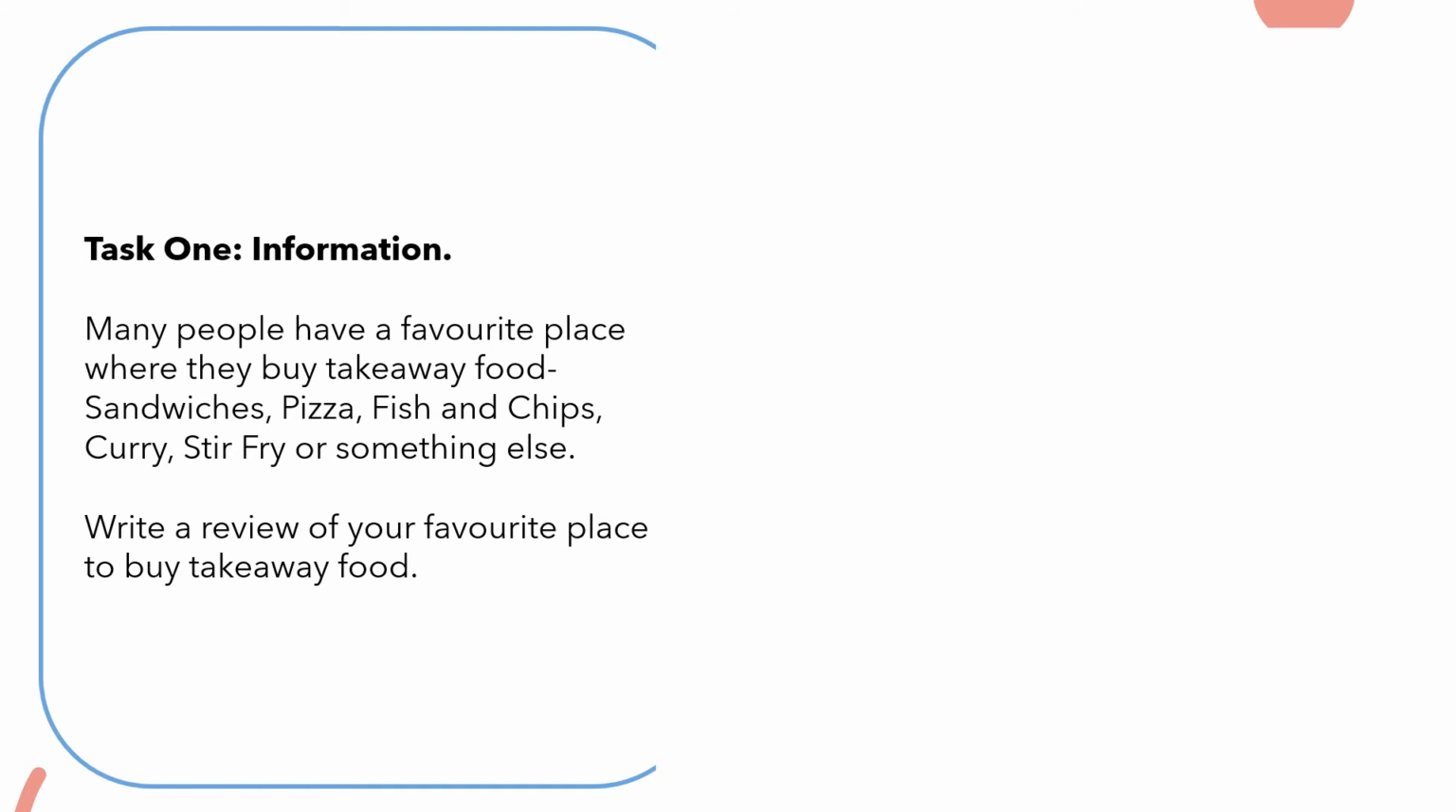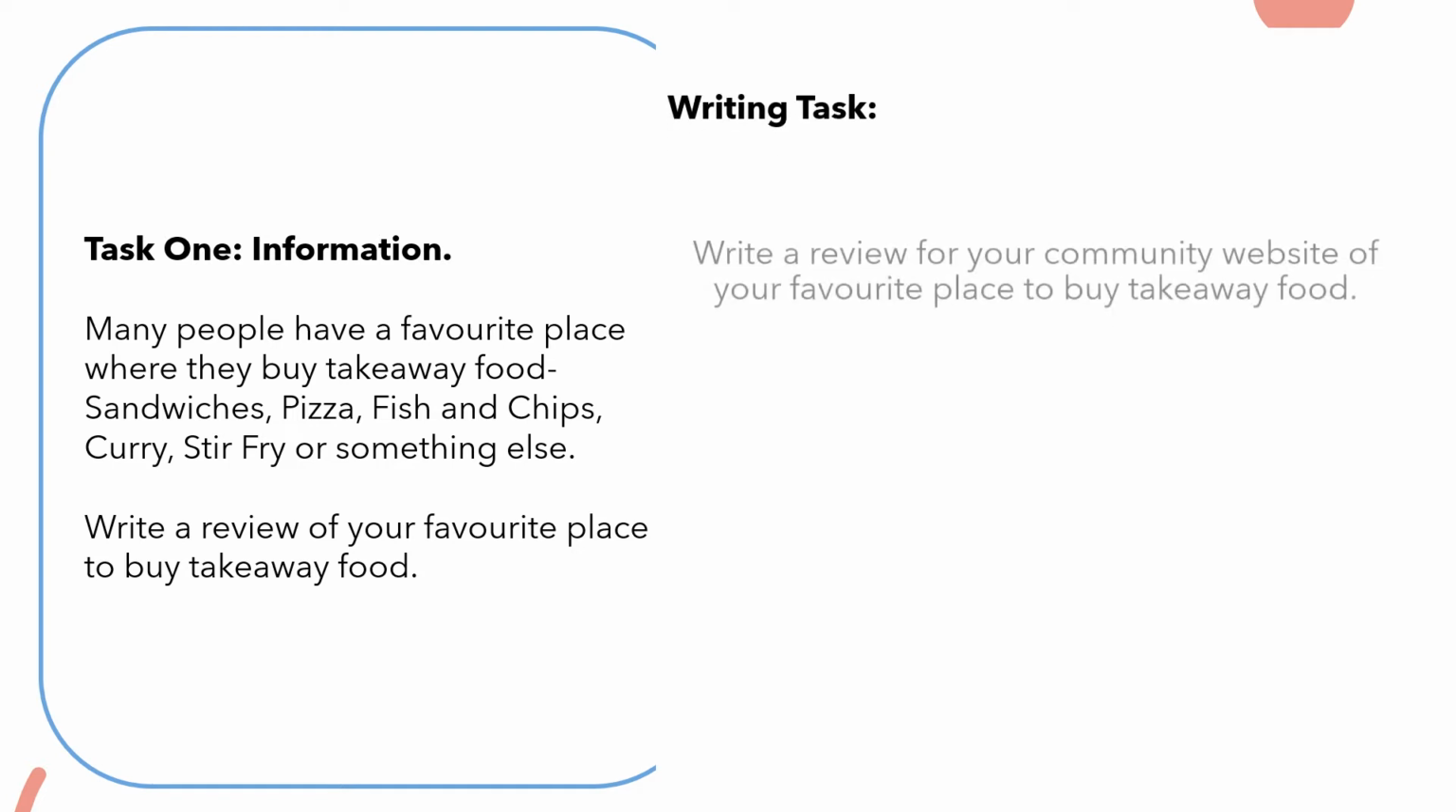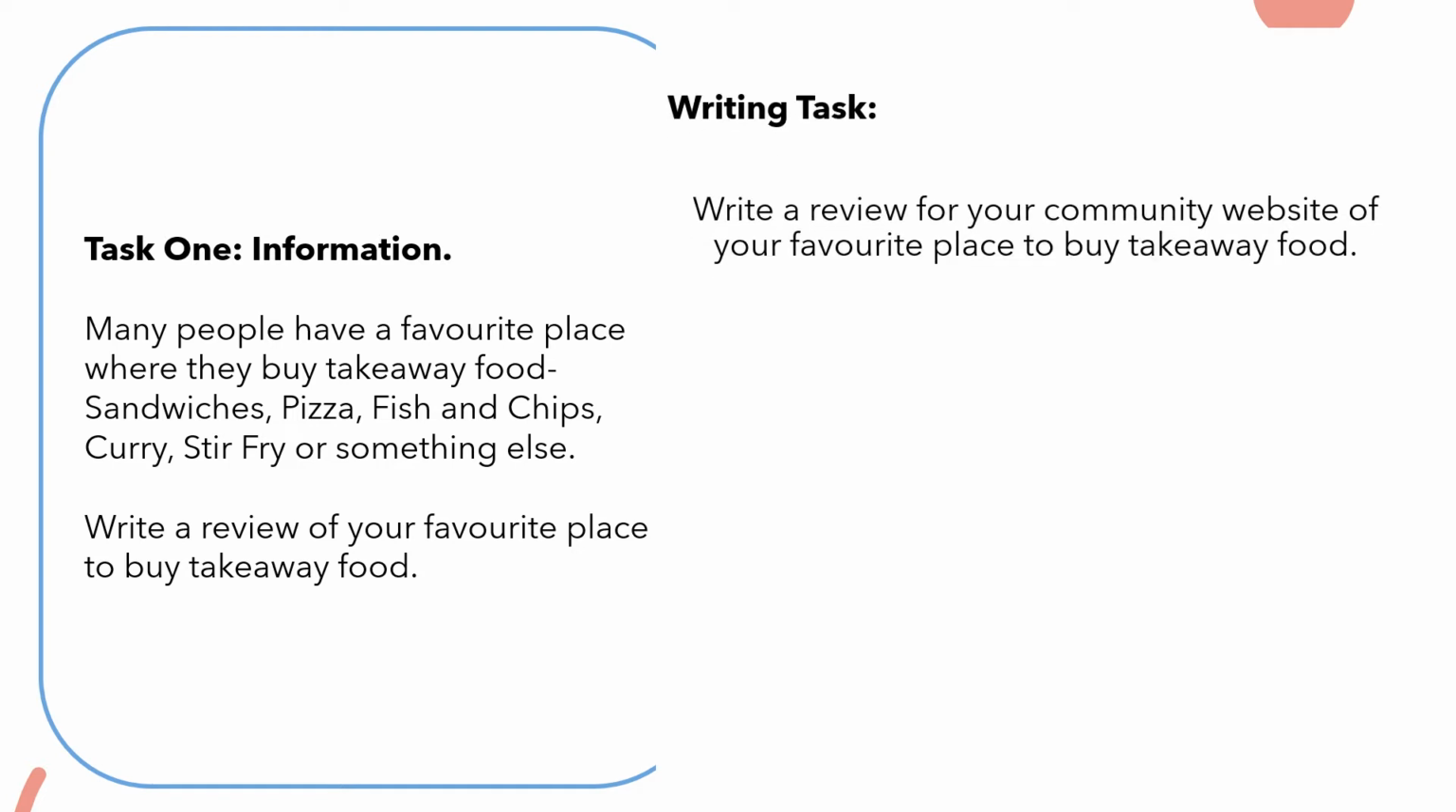So that's the scenario. Normally you'll be given a little bit extra information before it really gives you the bulk of the question and really tells you what you need to include in your writing. So for the writing task, what we need to do is write a review for your community website of your favourite place to buy takeaway food. In your review you should.